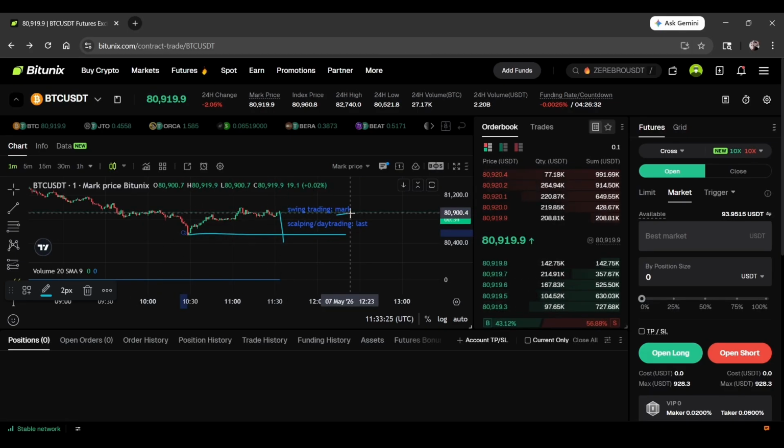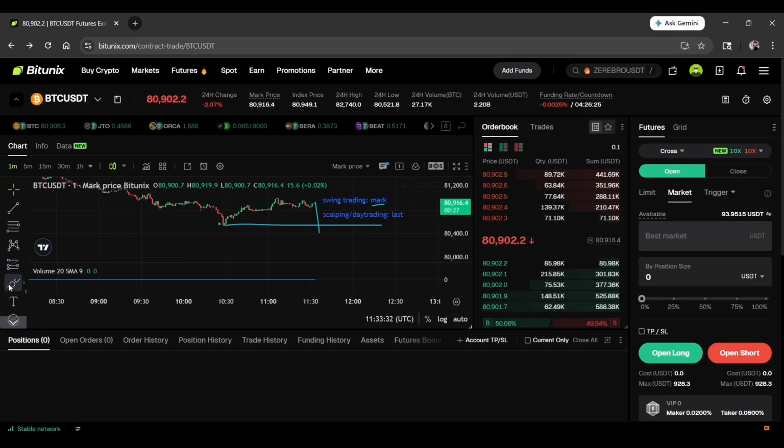The mark has a little bit of a lag to it, so your stop loss might actually execute a little bit later than normal. So instead of taking the loss somewhere down here, you might actually take the loss somewhere down here, a little bit lower.